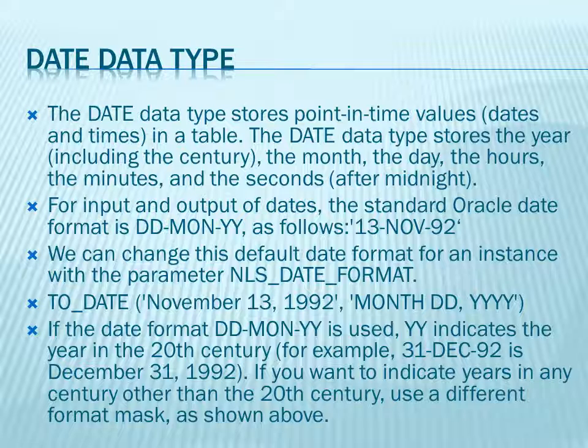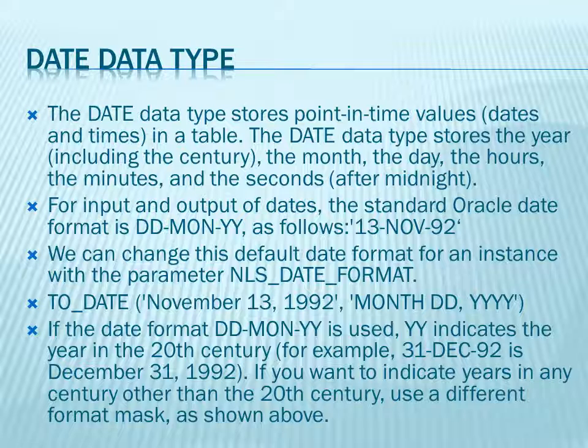We can change the default date format for an instance by using the toDate function. That is toDate, and within brackets we specify the date and the format. That is November 13 comma 1992 comma month DD comma YYYY.